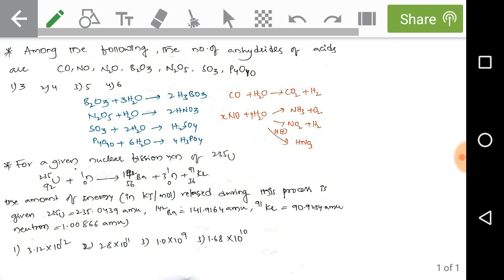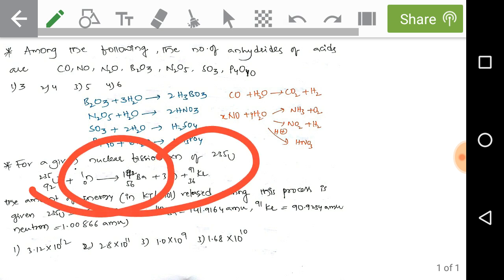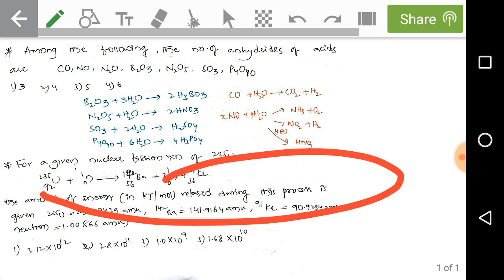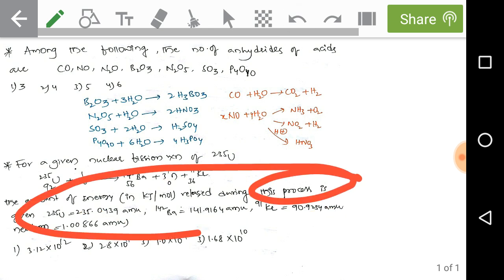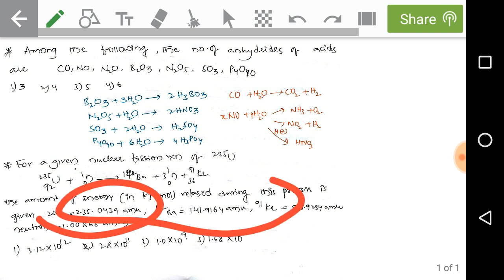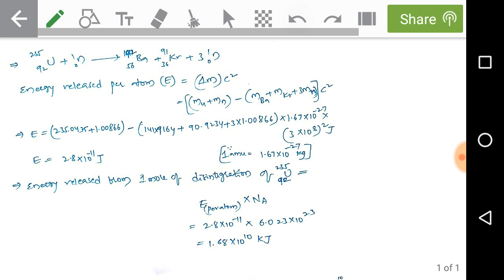Okay, next question. For a given nuclear fission reaction of uranium-235, the amount of energy in kilojoules per mole released during this process is asked. Masses of uranium-235, barium, krypton and neutrons are given. Just observe the fission reaction. Energy released per atom equals delta m into c squared. Here delta m is the mass of uranium plus mass of neutron minus the mass of barium plus mass of krypton plus 3 times the mass of neutron, into c squared.